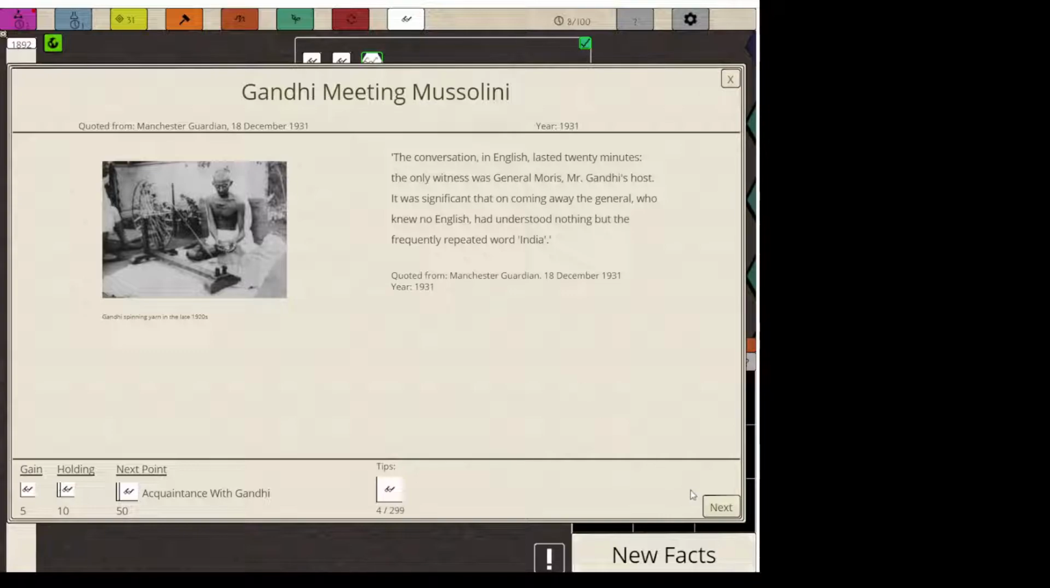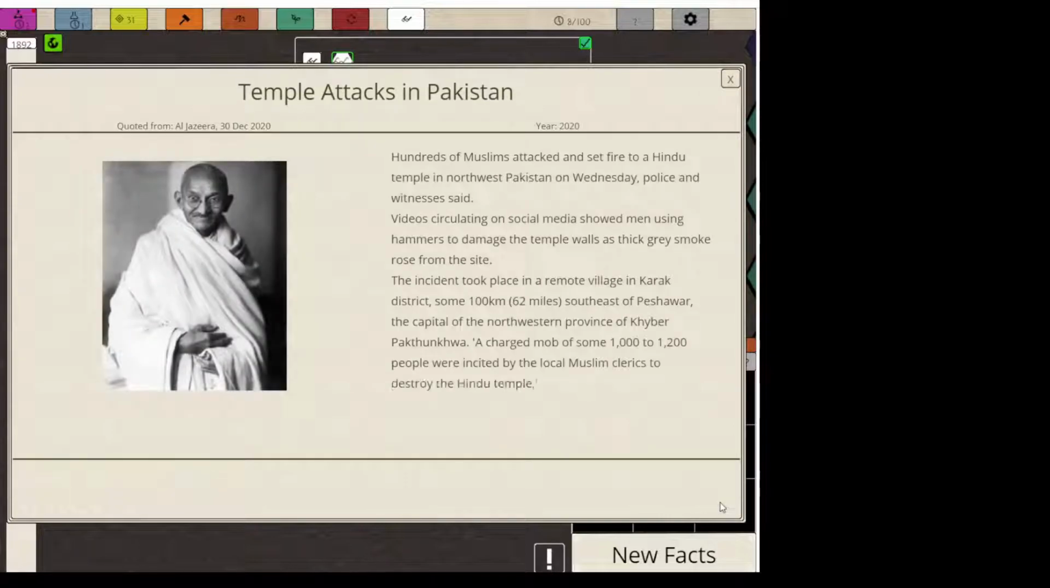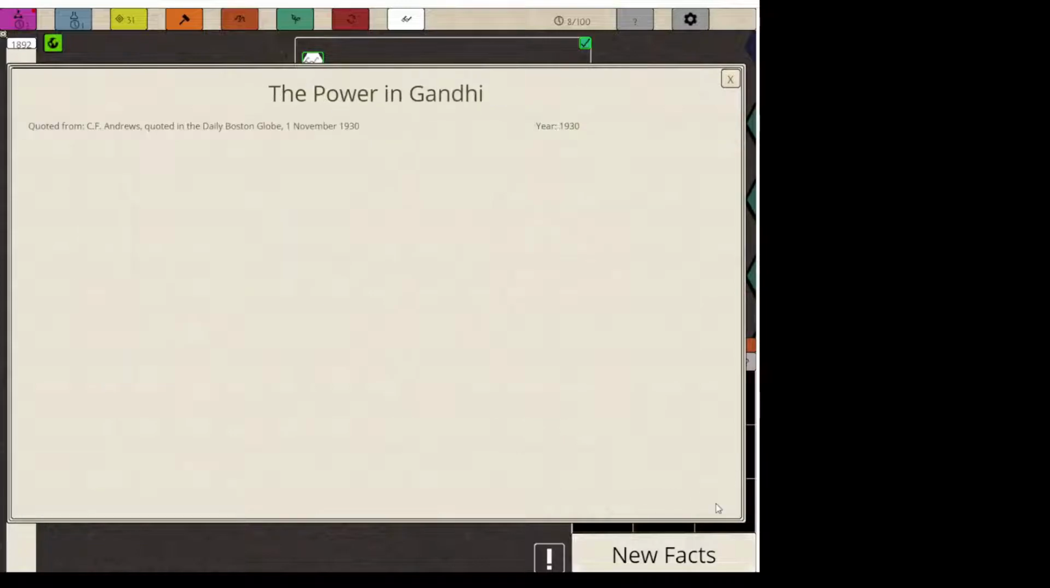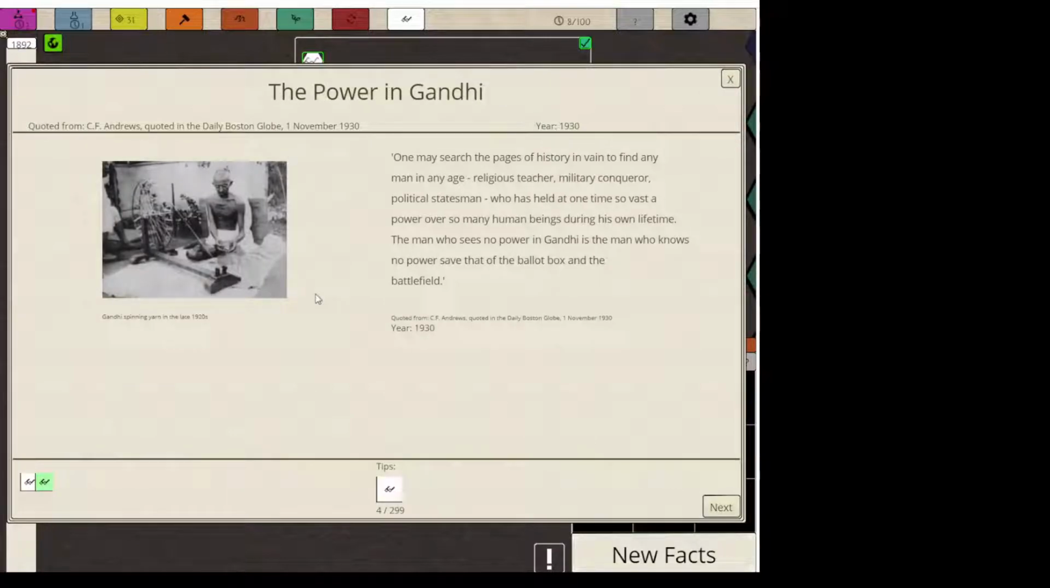Right? This is Gandhi meeting Mussolini. This is from the year 2020. It's about temple attacks in Pakistan. And this is a quote from C.F. Andrews saying that one may search the pages of history in vain to find any man in any age, religious teacher, military conqueror, political statesman, who has held at one time so vast a power over so many human beings during his own lifetime. The man who sees no power in Gandhi is the man who knows no power save that of the ballot box and the battlefield.